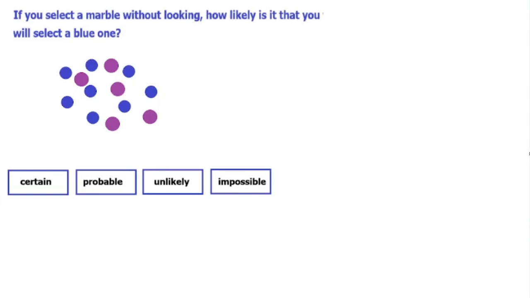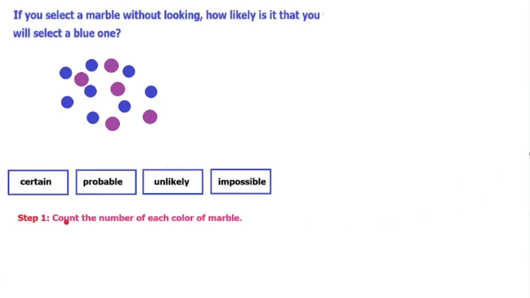In this video, we're going to learn about probability. So if we have a problem like this that says, if you select a marble without looking, how likely is it that you will select a blue one? So we have some blue marbles and some purple marbles, and we're supposed to pick whether it's certain, probable, unlikely, or impossible that we will pick a blue one.